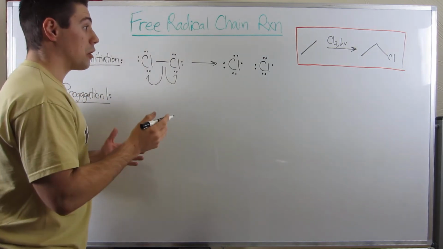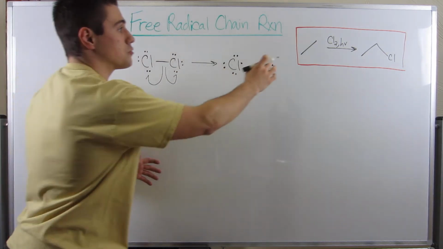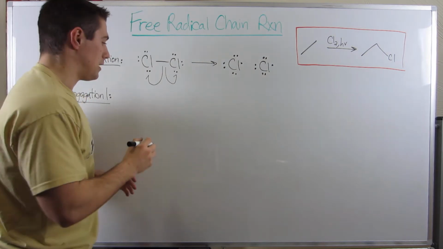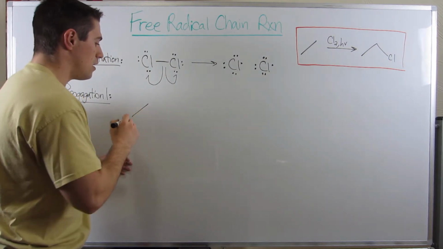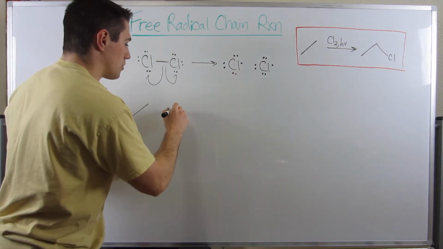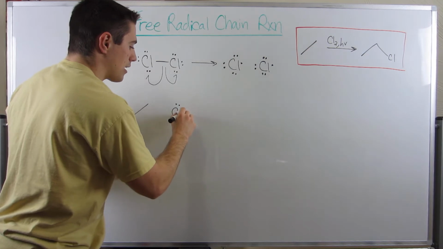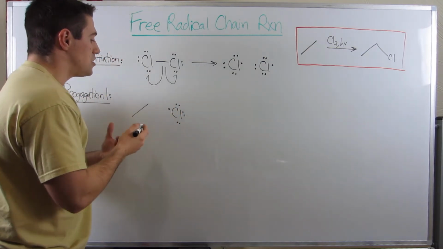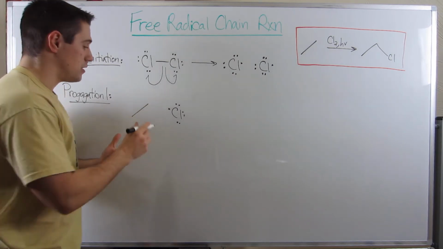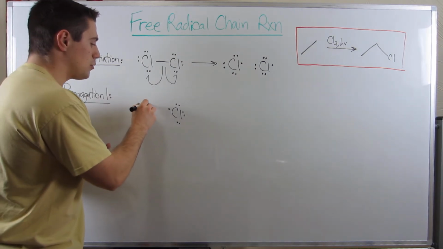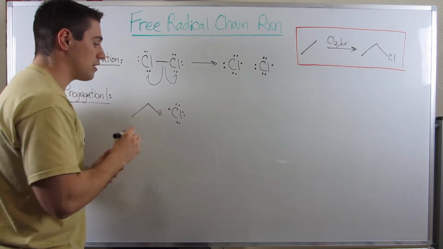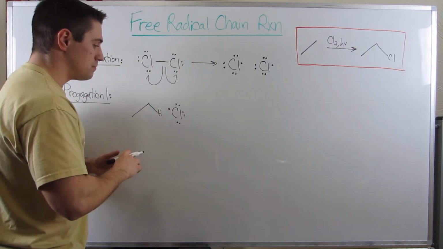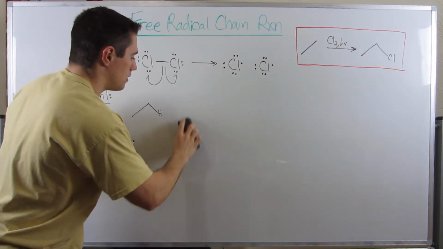Okay, so what we do is we introduce our organic piece to the equation. Then we draw one of our chlorine radicals. And I'm actually going to draw the radical electron on this side of the chlorine. In this case we have symmetry, these positions are equivalent, so I'm going to draw a CH bond over here. What's going to happen, I'm actually going to move the chlorine over a little bit.